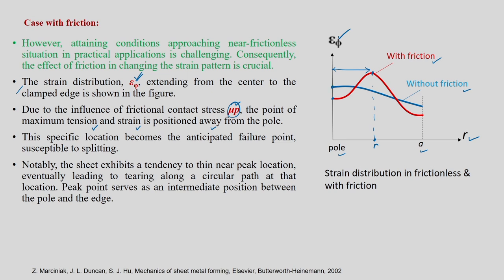That is the main function of this friction. So, this specific location becomes the anticipated failure point susceptible to splitting. Now here in this case you can see F here. So, with friction, failure is going to happen a little away from the pole region, maybe at R distance, when compared to the case without friction, where failure is going to happen at the pole.